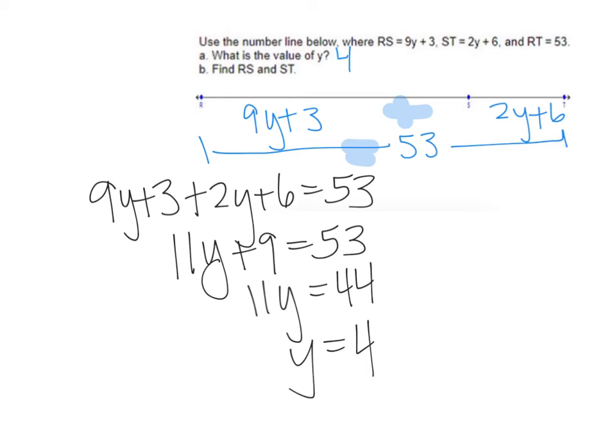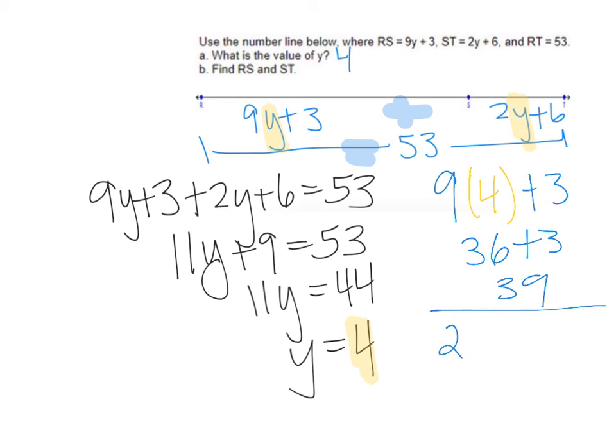Now it says find RS and ST. So that means that I need to take this guy right here and plug it in for y in both pieces. So that's what I'm going to do. So on the first one, I've got 9 times 4 plus 3. So that's 9 times 4 is 36, plus 3 is 39. And then on the second equation, I've got 2 times 4 plus 3. So that's 8 plus 3, so that's 11. So that means that RS is 39 and ST is 11.